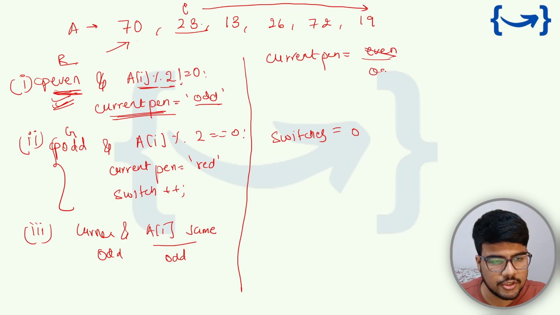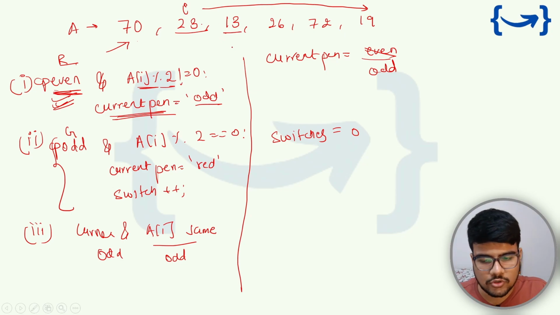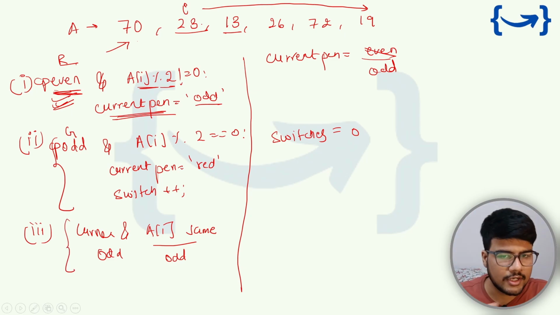So I just need to change my current pen to odd, and I have nothing to do with my switches because it's not the case that I'm looking for. Now 13 came into the picture. So 13 is also odd. So if that's the case, we don't need to do anything. Let's go as it is.